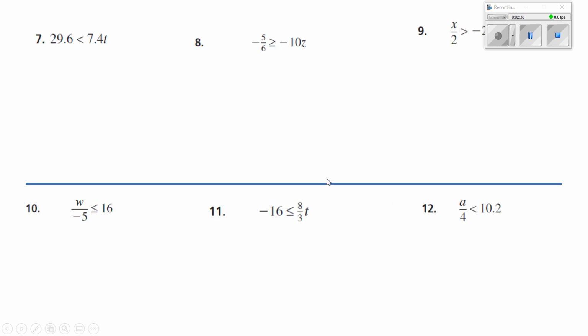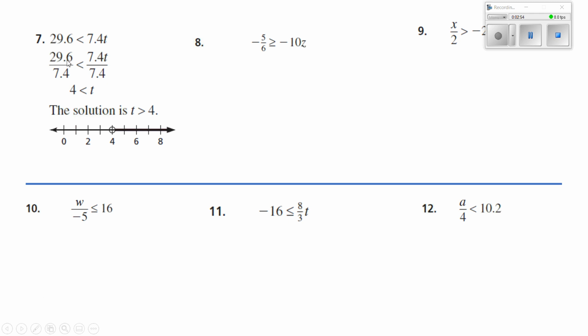All right, let's go to number 6 was yours, number 7 is mine. This time we're going to divide by 7.4. Again, that's not a negative number, so we won't turn our symbol around, and we'll divide 29.6 by 7.4. This will give us 4. When we do this, we'll have 4 is less than t. Once again, we have t on the wrong side. So if we want to follow our inequality symbol, we'll bring t over here, turn our symbol around, and bring the 4 over here. And now we see that we have an open circle because there's no line, and the arrow points to this direction.